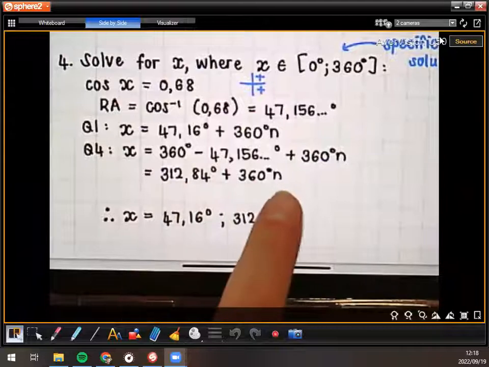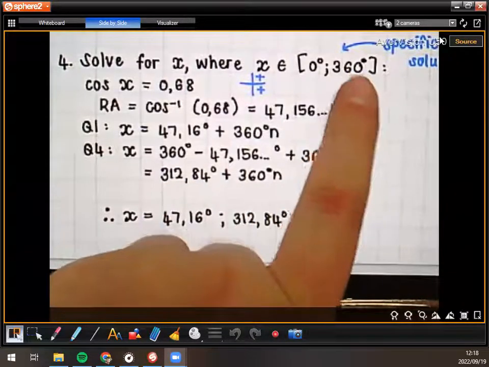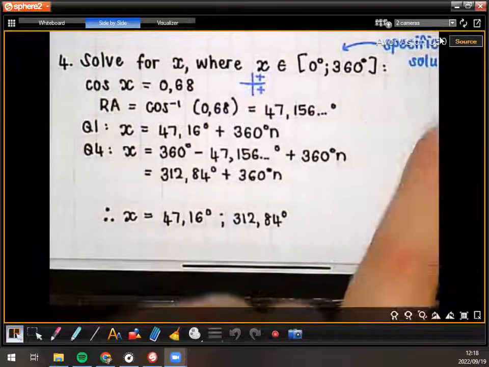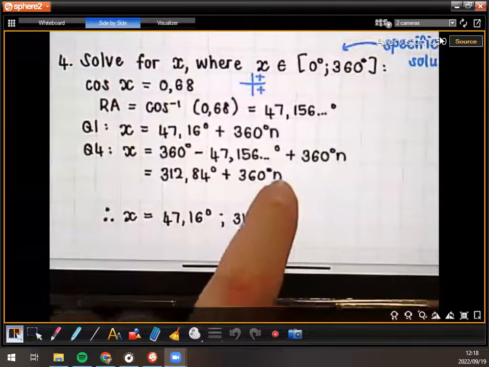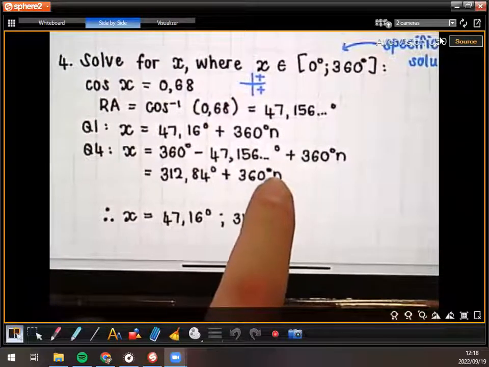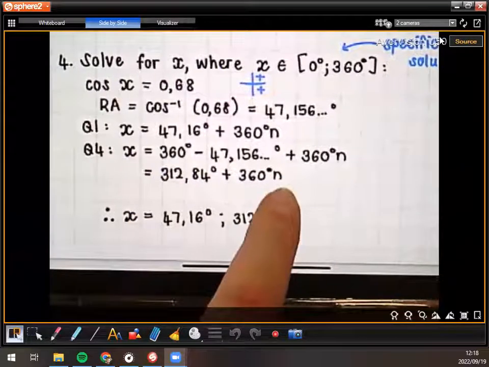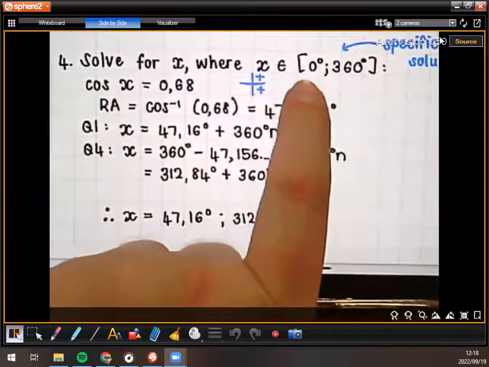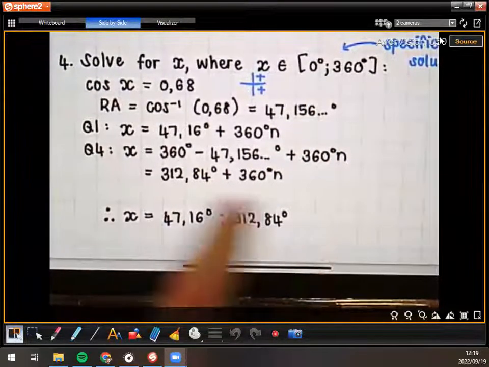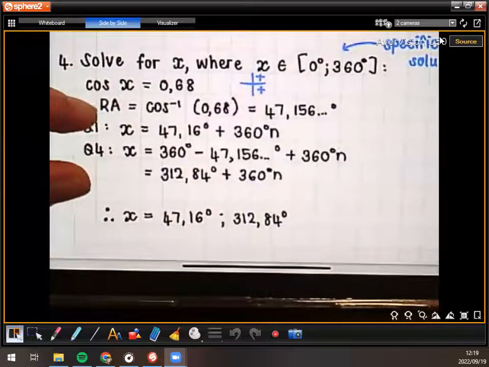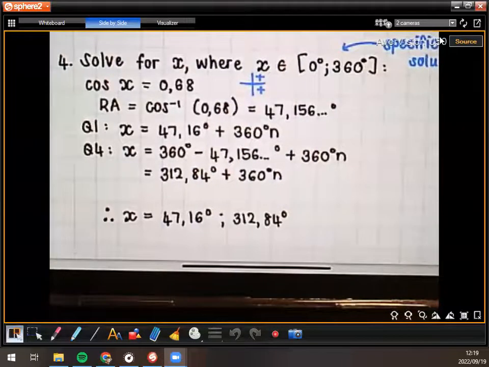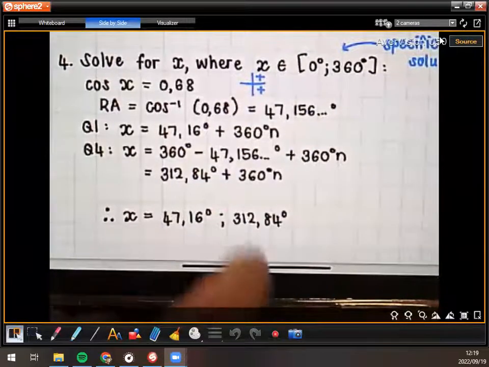Guys, if I add 360 to 312, that's going to be too big. Do you agree with that? It's going to be 672, whatever. So that's not going to work. What if I make n negative 1? 312 minus 360, is that going to be a negative answer? Yeah. And my answer can't be negative. It has to be between 0 and 360. So guys, those are the only two solutions of these general solutions that fall within the interval that they gave us. Okay, so these are your final answers.